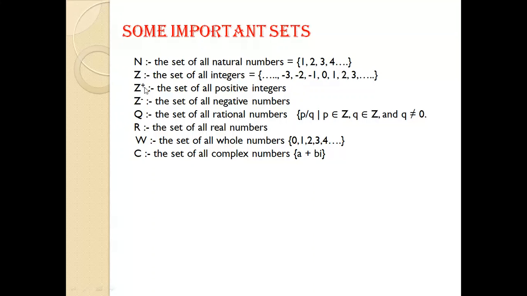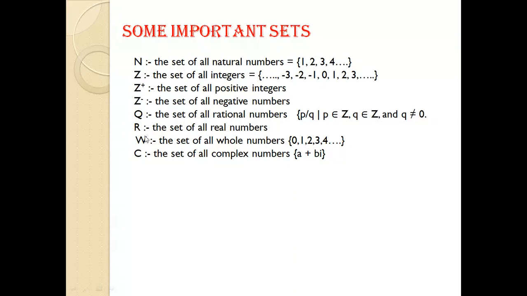Now we see Z plus, which contains the set of all positive integers like 1, 2, 3, 4, 5. Now we see Z minus, the set of all negative integers like -3, -2, and -1. Now we see capital Q. It represents all rational numbers. And now we see capital R.